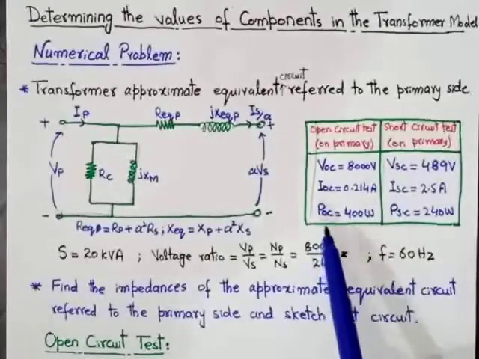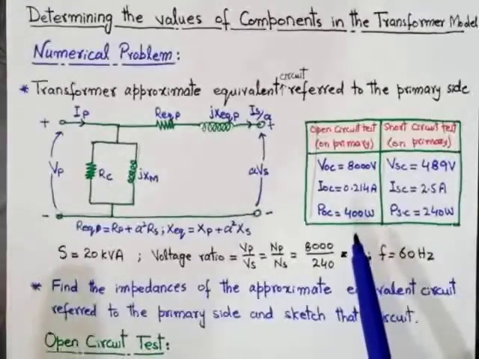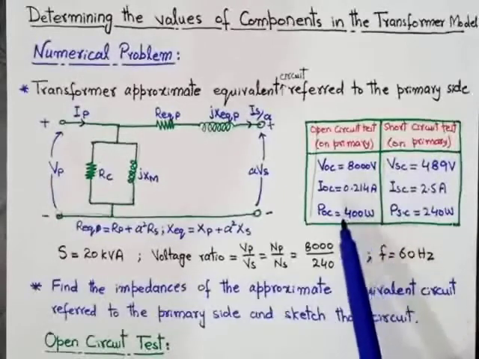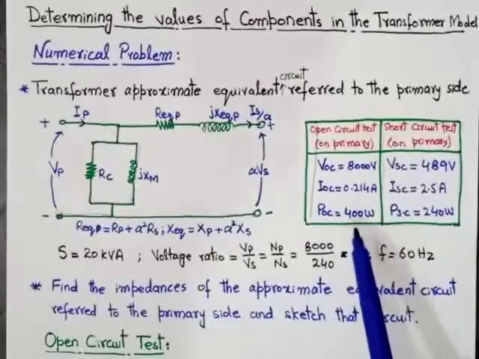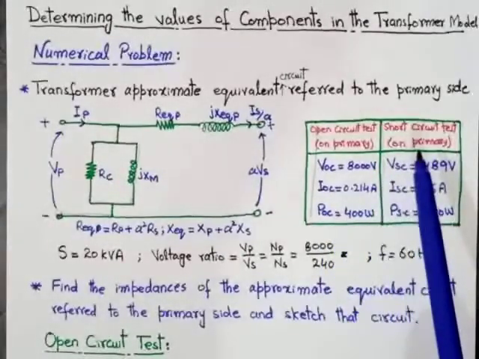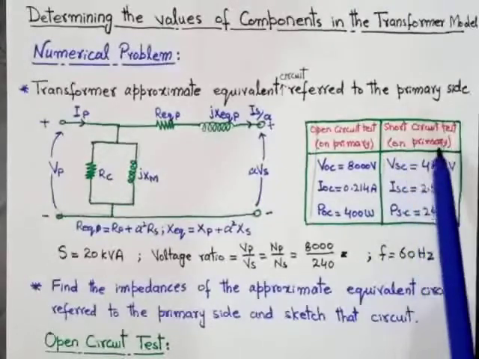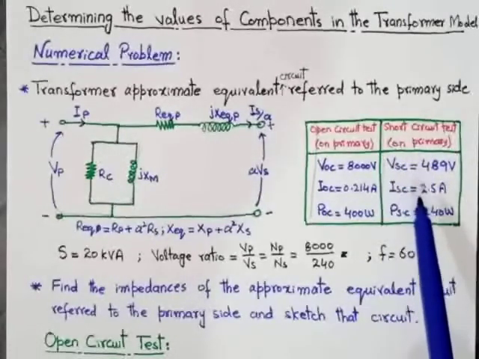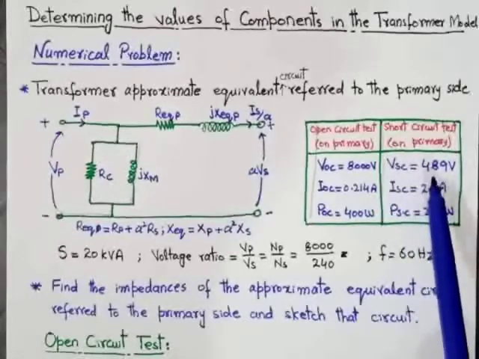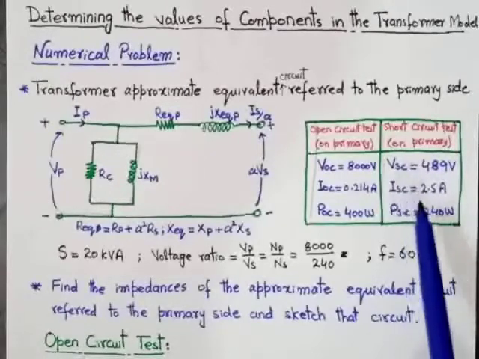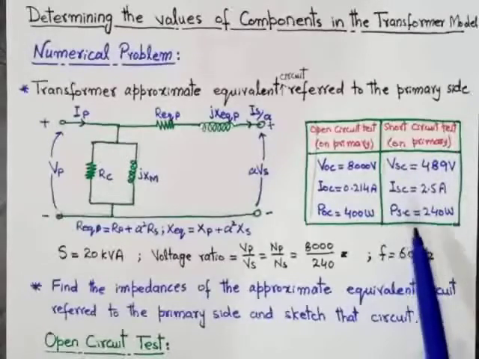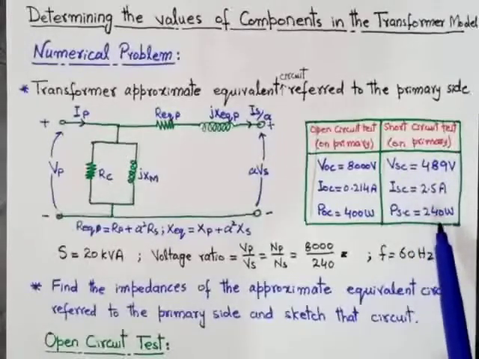This is the open circuit power, that is 400 watt. As we have already discussed, the losses due to open circuit, or due to voltage, are called the core or iron losses of the transformer. So this is the core or iron losses of the transformer. The parameters of the short circuit test are shown in this table. Here, the short circuit voltage is equal to 489 volt, the short circuit current is given as 2.5 ampere and the short circuit power is equal to 240 watt.